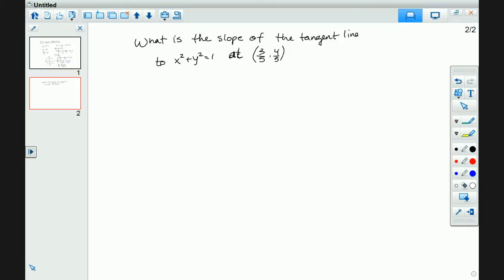Does anybody know what that shape is? Radius? We also know that edge. A unit circle.